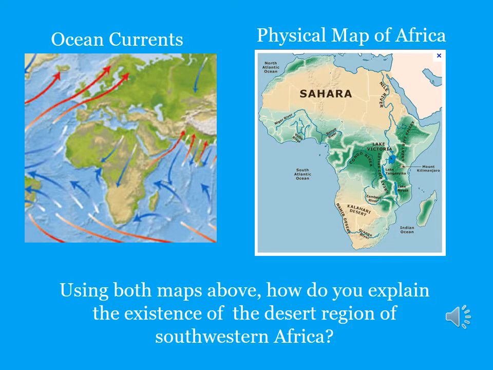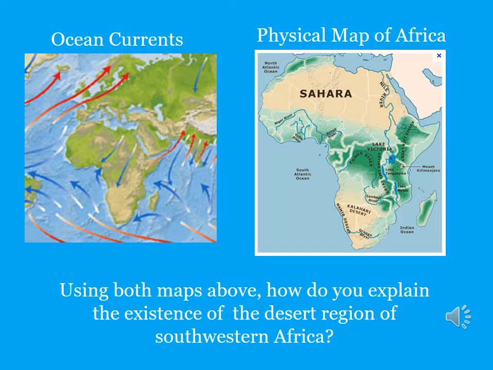Okay, using both maps, how do you explain the existence of a desert region in southwestern Africa? Well, you notice that you have the warm ocean currents in red, then you have the blue ocean currents, which are colder ocean currents. And you see they're coming off the southwestern coast of Africa right there.